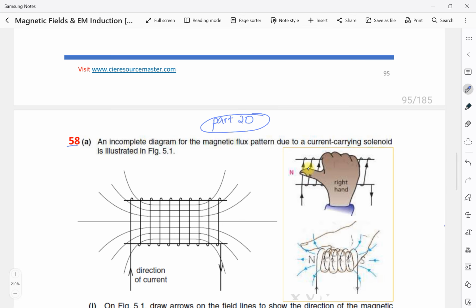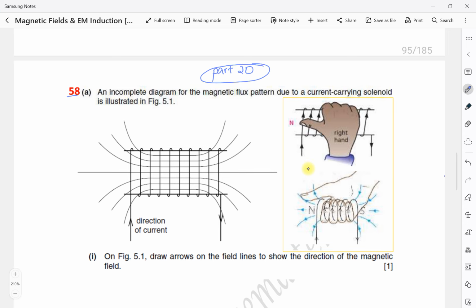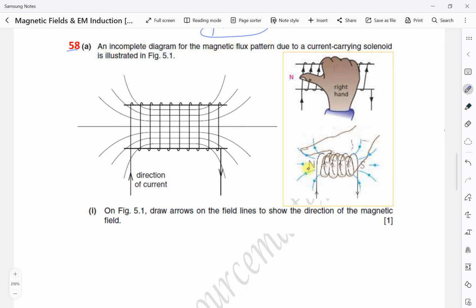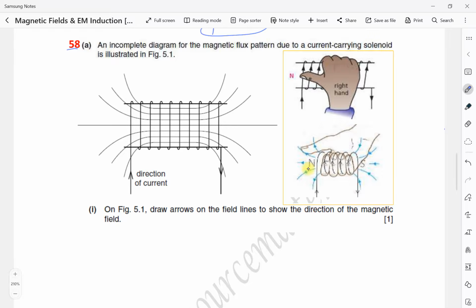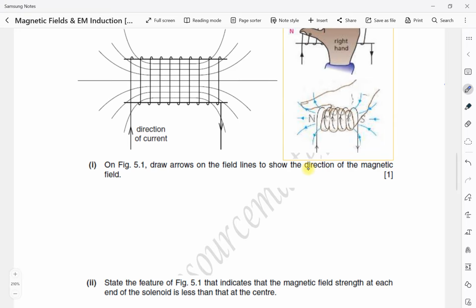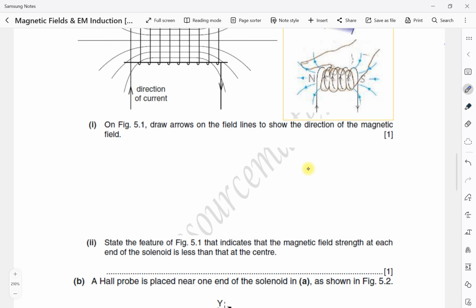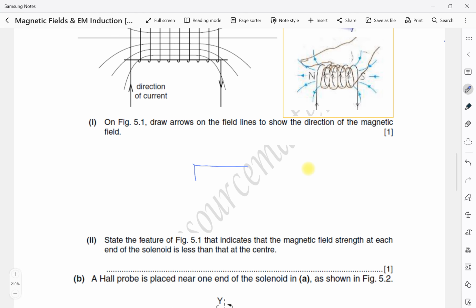An incomplete diagram for the magnetic flux pattern due to a current carrying solenoid is illustrated here. On the figure, draw arrows on the field lines to show the direction of the magnetic field. Of course, the field due to a current carrying solenoid is similar to that of the poles of a bar magnet. If you look at the bar magnet, the field lines are concentric. The field lines of a solenoid are similar to those of a bar magnet.